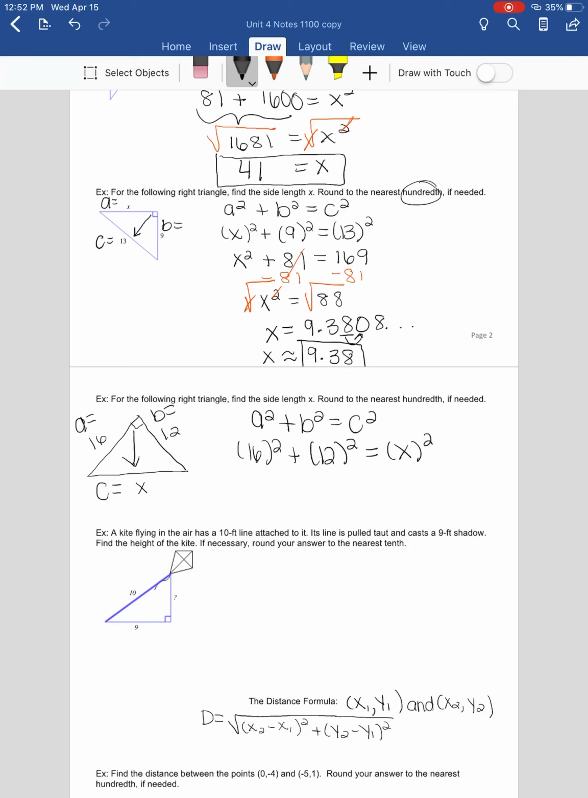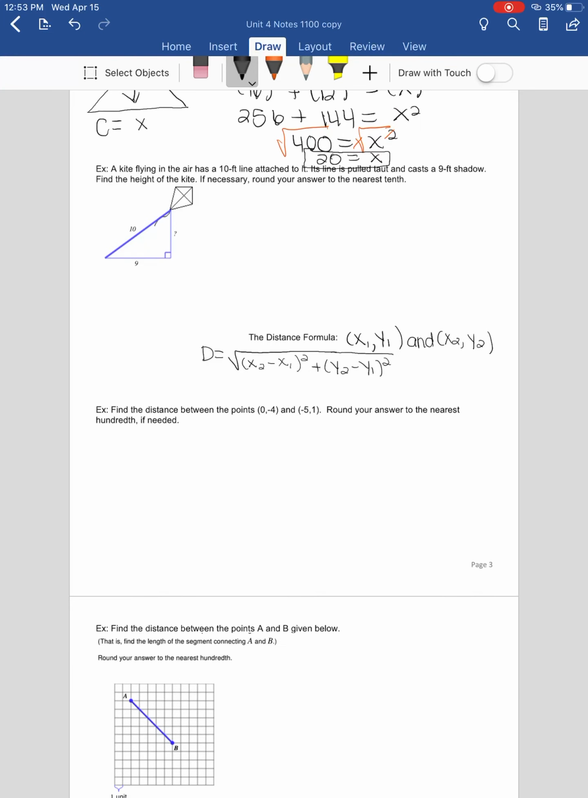So in our calculator, 16 squared, 16 times 16 will give us 256. Plus 12 squared, 12 times 12 will give us 144. Equals X squared. 256 plus 144 in our calculators will give us 400. So 400 equals X squared. Getting X by itself, we need to get rid of that squared. So we're going to take the square root of both sides. That way the square and the square root cancel each other out. The square root of 400 in my calculator gives me 20. So 20 equals X. So we got X by itself. That is our final answer.